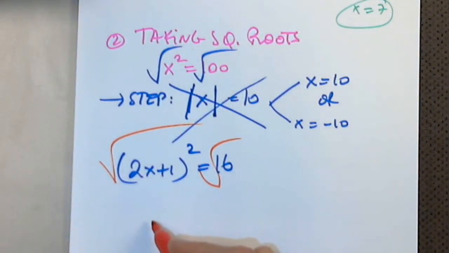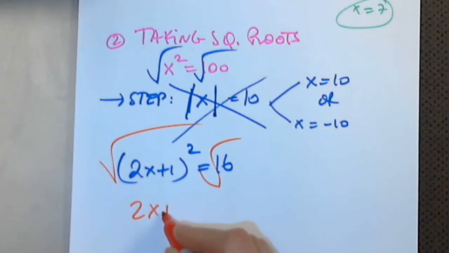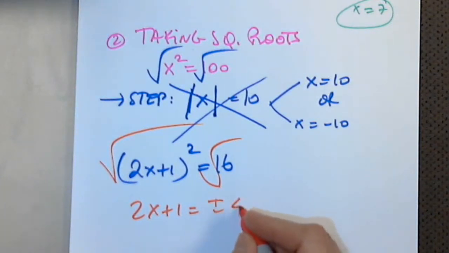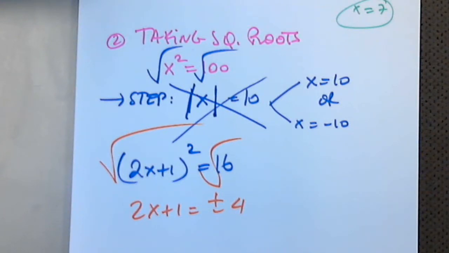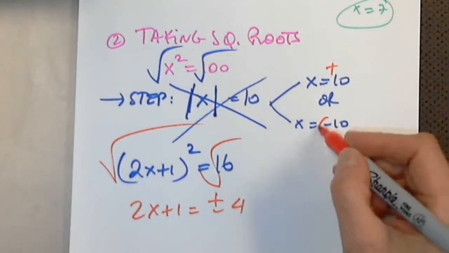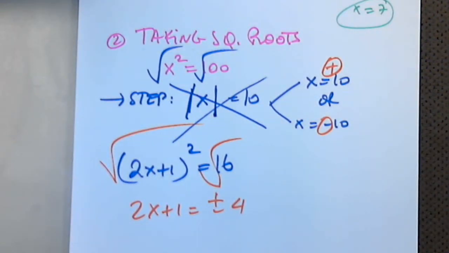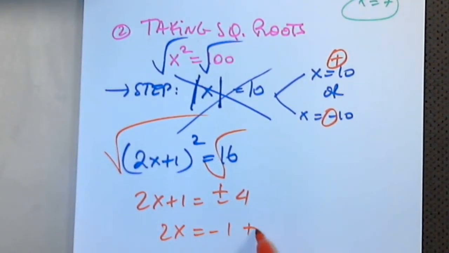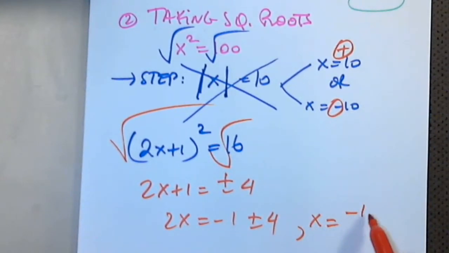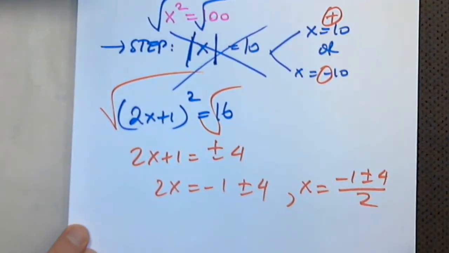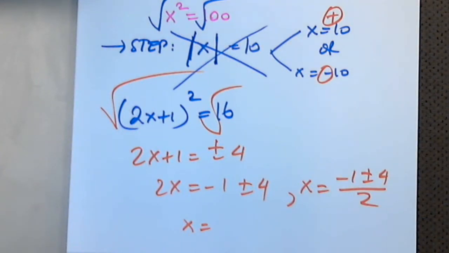The left-hand side should be the absolute value, but I'm going to write 2x plus 1. And what should the right-hand side be? Plus or minus 4, sorry. No problem. If you forget the plus or minus, you only get one solution. So the plus or minus is this and this from here. I subtract 1, and I divide by 2. I have to separate the solutions. Negative 1 minus 4 is negative 5 over 2. And negative 1 plus 4 is 3 over 2.